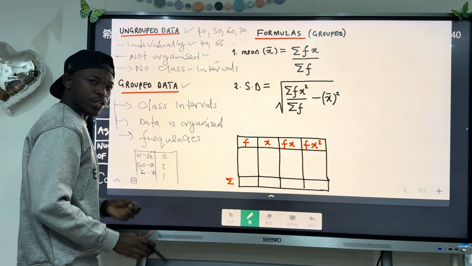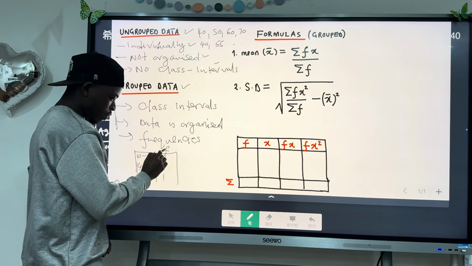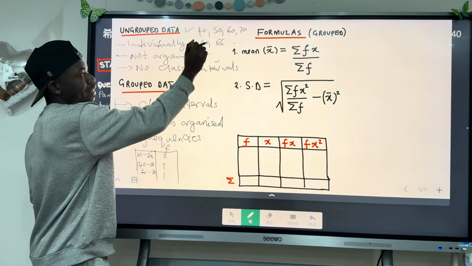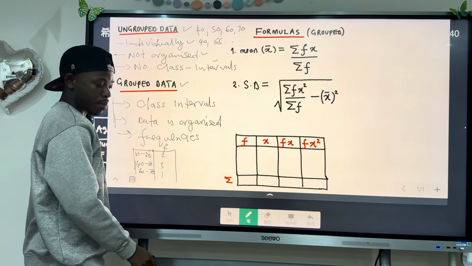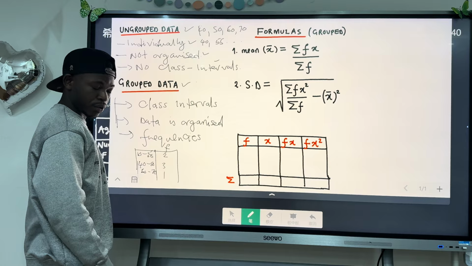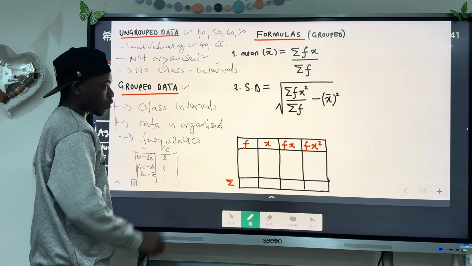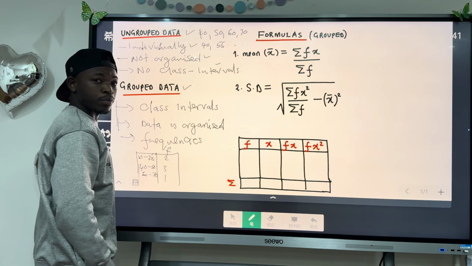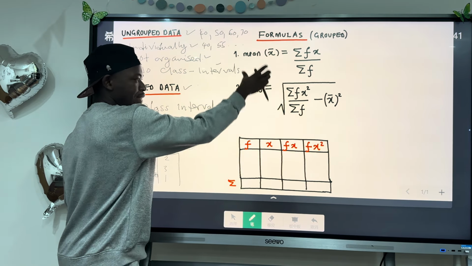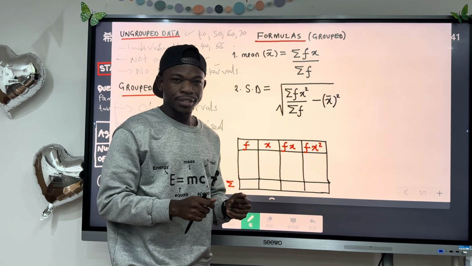So once we have class intervals, then we're talking about grouped data. The other thing that you see in grouped data is that there will be frequencies. In ungrouped data, it's like each frequency is simply one, so there are no frequencies there. But in grouped data, we have frequencies. So now that we have a general view about what grouped data and ungrouped data is all about, let's go to these formulas. These formulas are the tools that we'll be using to find the standard deviation.